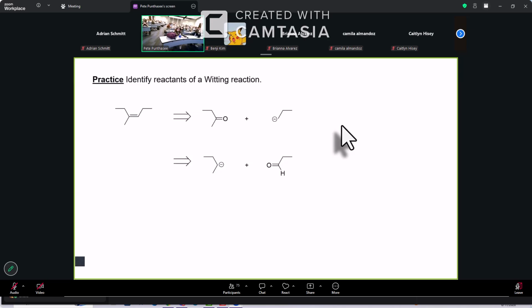To make this guy as an ylide, you need that triphenyl phosphine to attack that alkyl halide. What type of carbon is that? Primary carbon. Can you do SN2 like that? Please say yes. Yes or no? Yes, perfect substrate for an SN2.